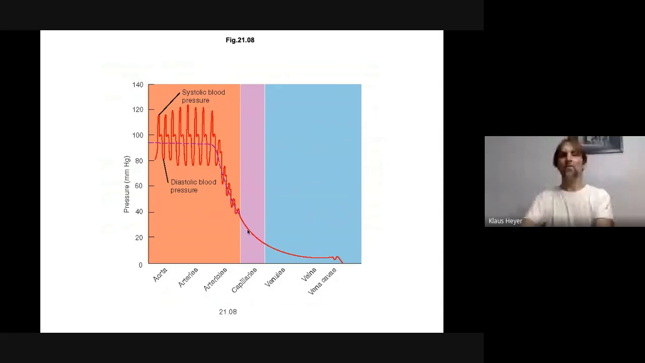And then here you're at the capillaries, at the cell level, and then you're at the veins, venules and veins. And look, by the time the blood is in the veins, it is like 10. This chart has it even less. So there's a big difference from like 110 coming out of an artery.